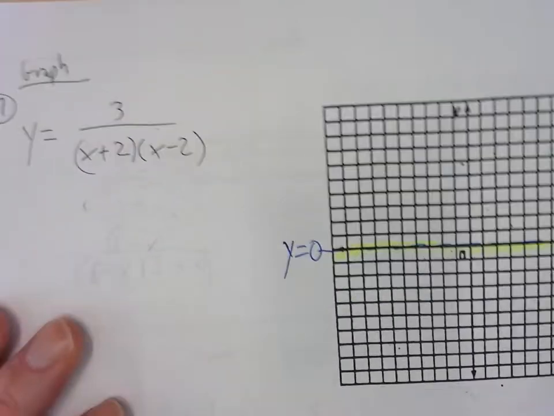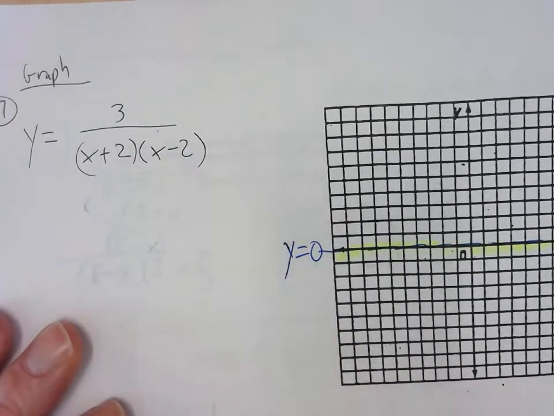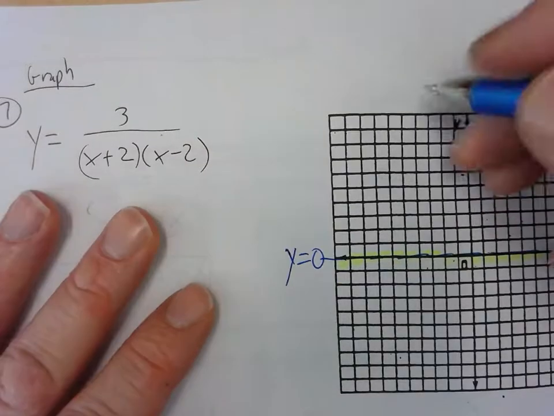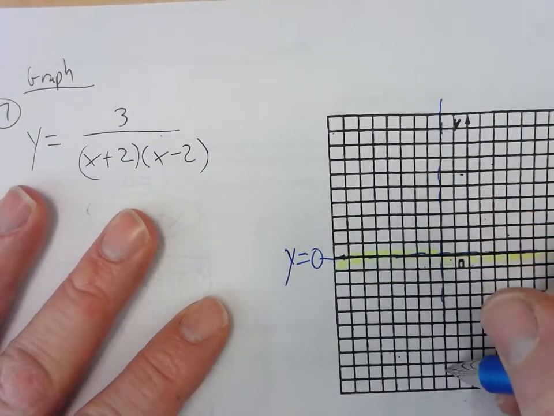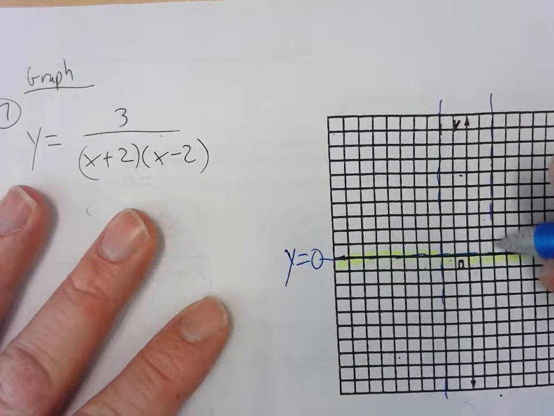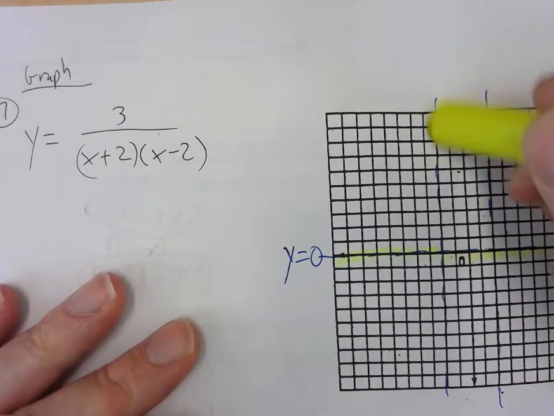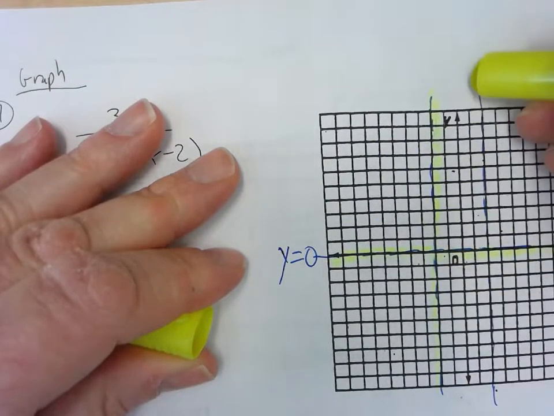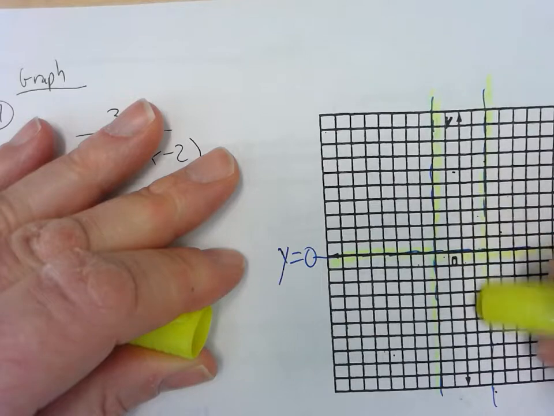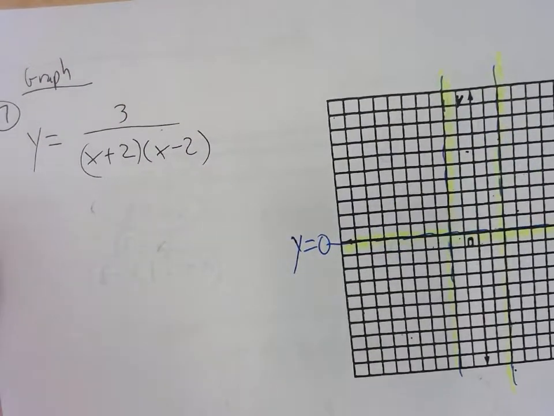Then there's two vertical boundaries. There's one at 2 and -2, right? There's no holes or anything. So here's -2. And here's 2. Okay, so these are the boundaries this way. All right. Now we just need to figure out, does it cross the x-axis?